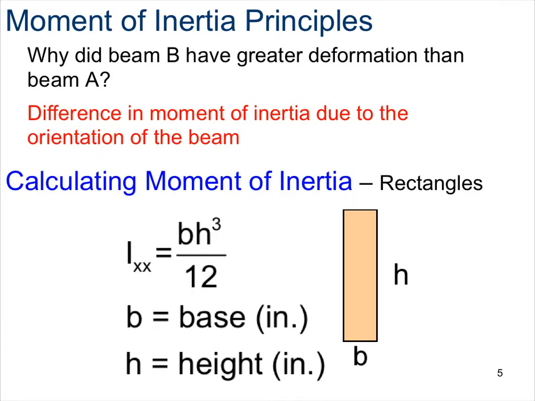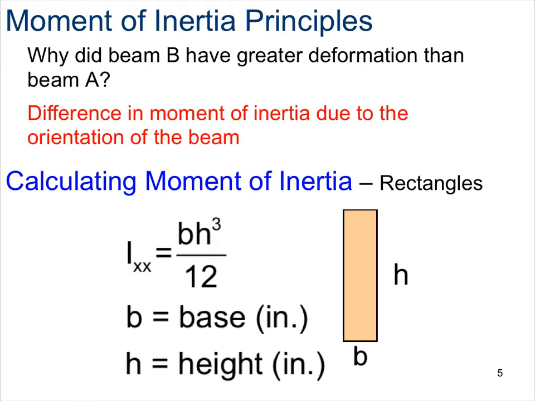So why does beam B have a greater deformation than beam A? Well, it's because of the difference in the moment of inertia due to the orientation of the two beams. For calculating a moment of inertia, specifically with regards to rectangles, you're going to use the formula: moment of inertia equals base times the height cubed divided by 12. Your base should be in inches as well as your height. If you're wondering what those two subscripts of XX are next to the moment of inertia symbol I, that's just denoting the moment of inertia for a particular type of object.